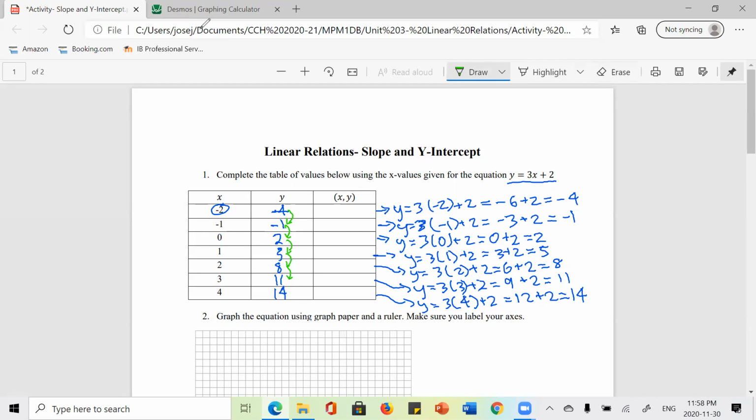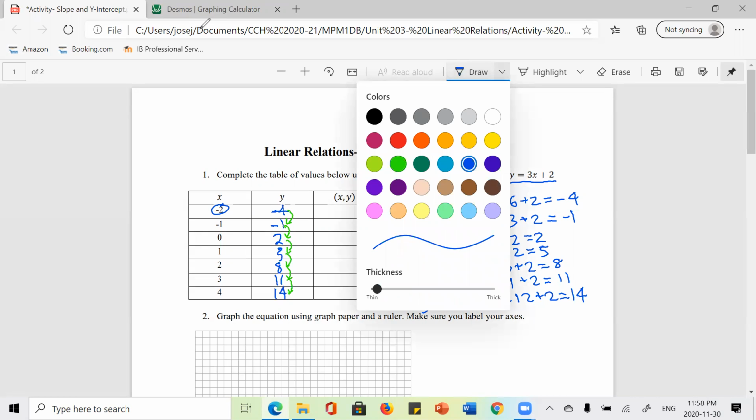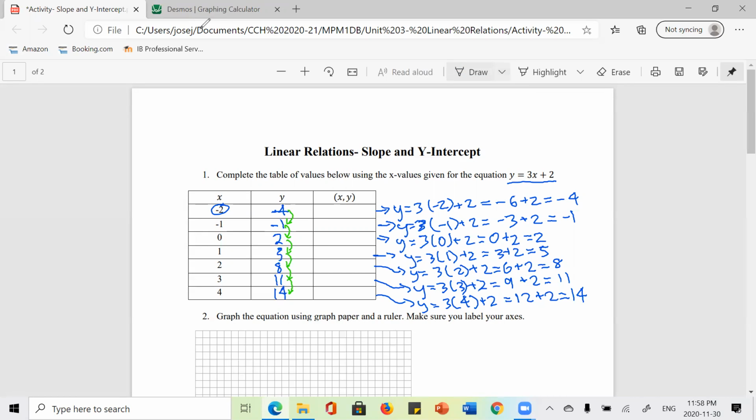So what we're going to do now, now that we have our table of values completed, is simply pair up the x and the y coordinates before I plot them out. It's just a nice, easy way to do this all together. So I'm going to have -2 and -4, and I have -1 and 1, 0 and 2, 1 and 5, 2 and 8, 3 and 11, and finally 4 and 14.